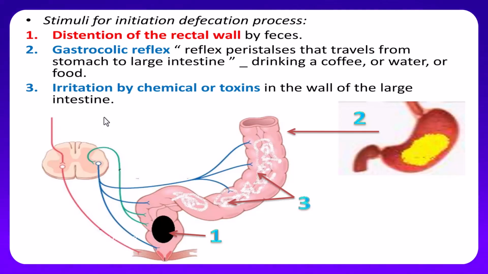The third stimulus is irritation by chemicals or toxins in the wall of the large intestine. Chemicals and toxins also cause irritation of the receptors and generate a reflex.